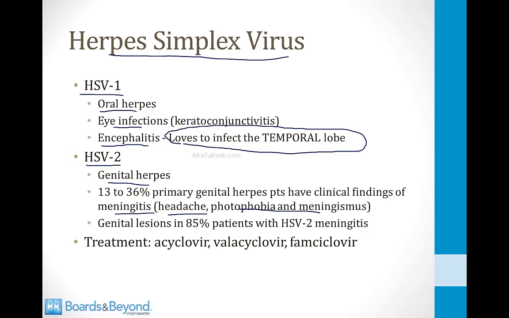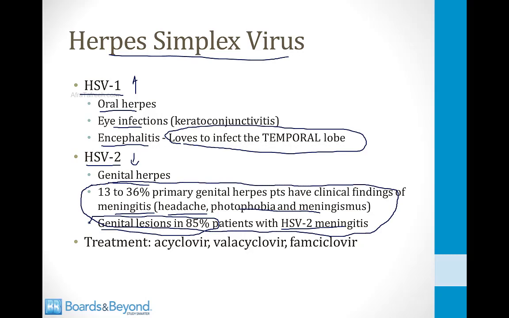And then people who have HSV2 documented meningitis, about 85% of them have genital lesions. So they kind of go together, the meningitis from HSV2 and the genital herpes. Now, a lot of people remember that HSV1 affects above the belt, like the mouth and the eye, and HSV2 affects below the belt, like the genitals. The only exception to this is the meningitis business, so HSV2 can cause meningitis, and HSV1 will cause encephalitis.